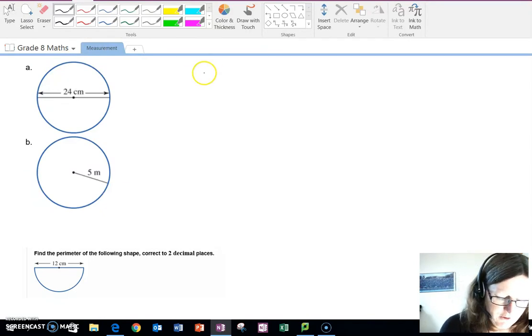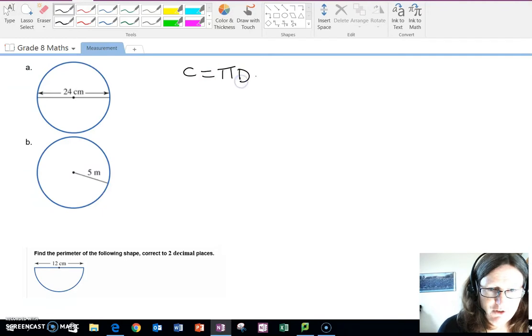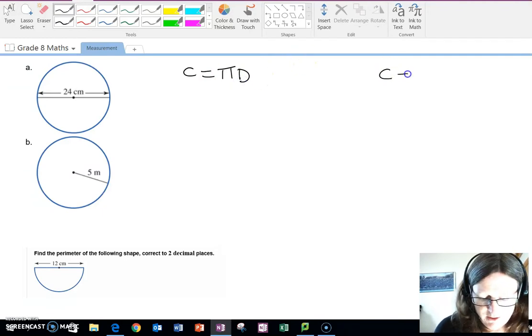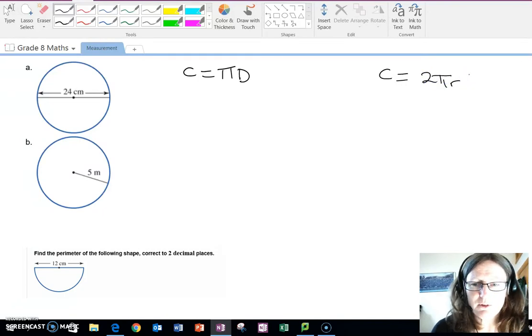The two formulas are C, standing for circumference, equals pi times d, standing for the diameter. And the second formula is C for circumference equals 2 pi r. These formulas are both used for the circumference of a circle, and which one you use depends on what information you're given.